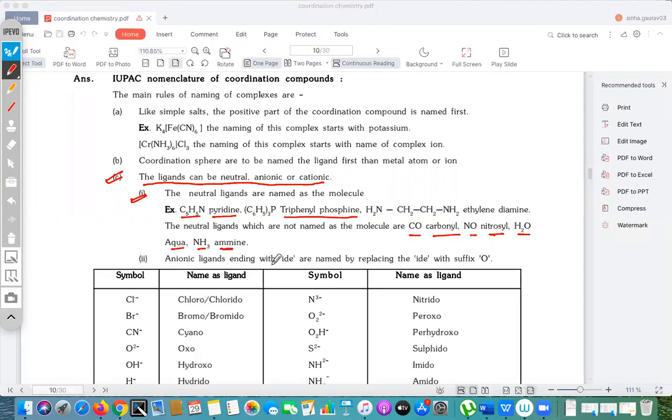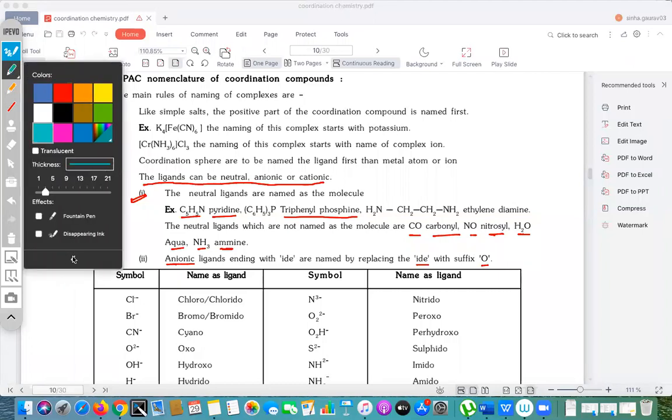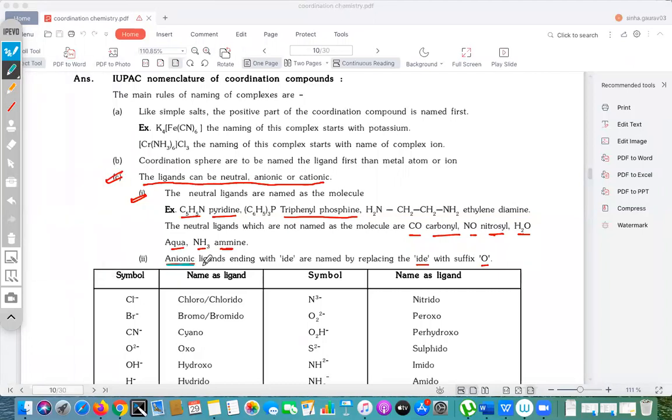Anionic ligands ending with -ide are named by replacing -ide with -o. Means -ide becomes -ido, -ate becomes -ato, -ite becomes -ito. So the suffix -o we have to add for anionic ligands, okay? For anionic ligands, the -o suffix you need to add.